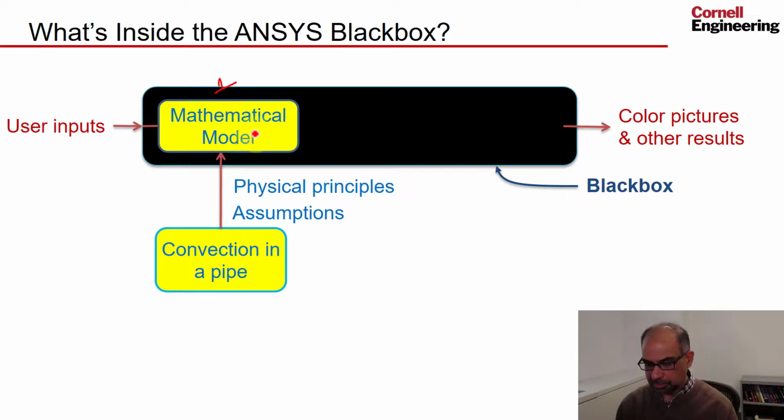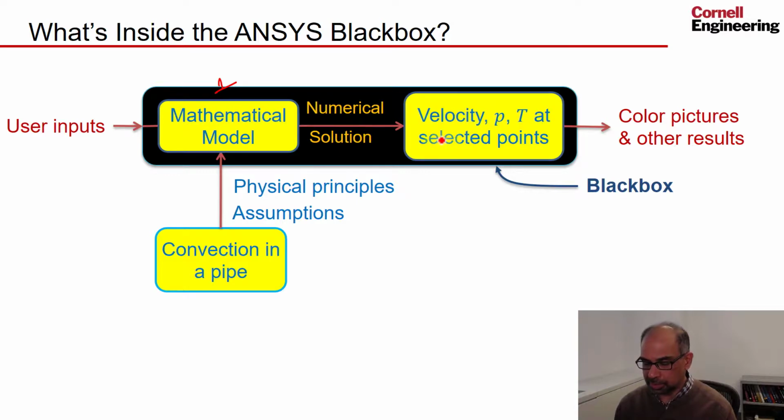And then we will get the ANSYS Fluent solver to solve that mathematical model numerically. It turns out using the finite volume method, and it'll get velocity, pressure, and temperature at selected points. So we need to think about what the selected points are, what are the velocity components to be calculated, and also what are the errors introduced by the numerical solution procedure and how we can minimize that. So that's the second thing we'll do.